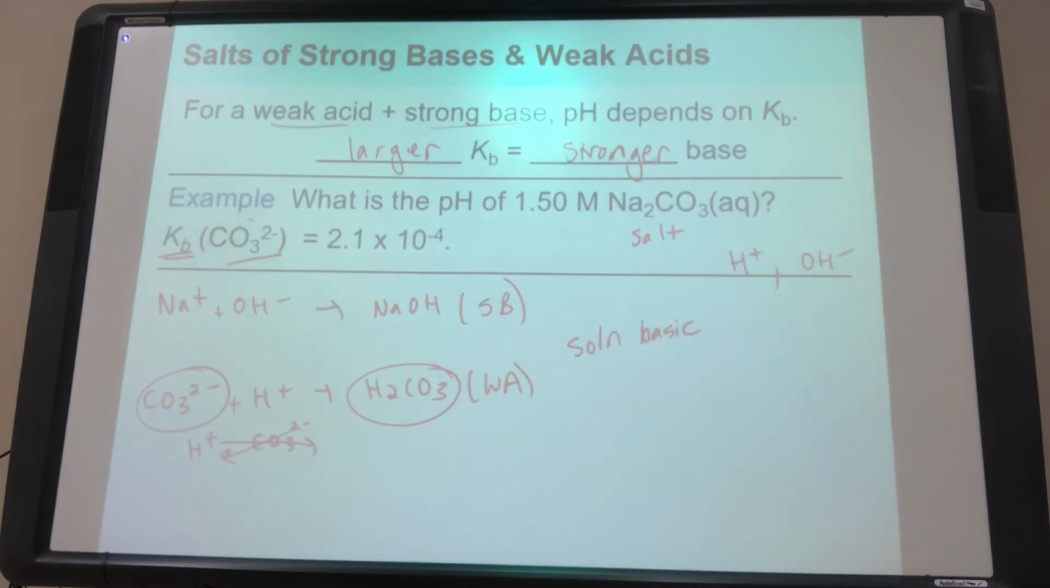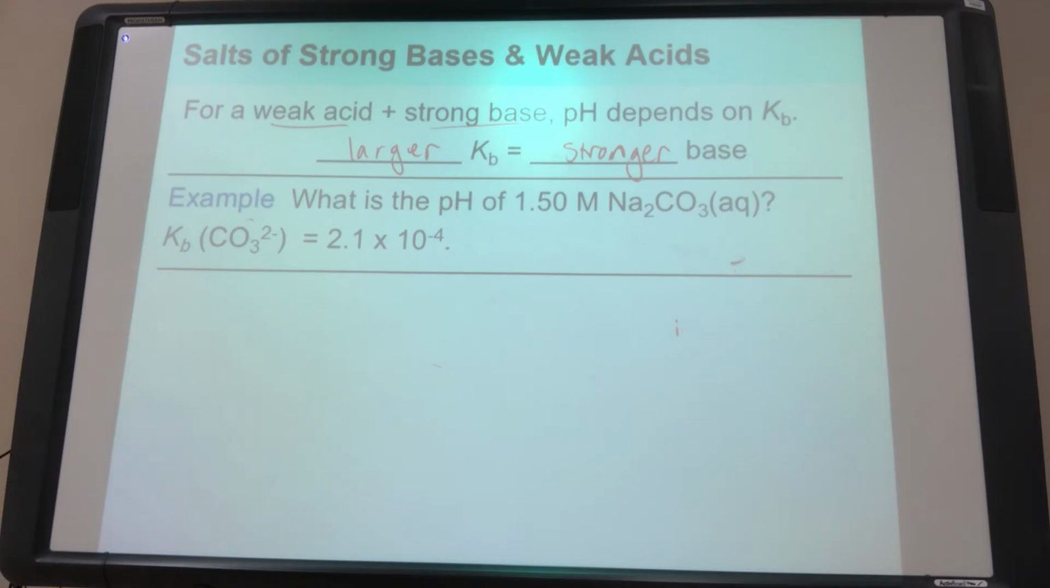Here's your big hints for this problem, so you don't have to go through all this theory. Now that I told you why it is the way it is, here's your hint. We get to this problem and you go, okay, what am I looking for? So you go through your steps. It says, what is the pH? Okay, I'm looking for pH. All right, so then you go, what did they give me?